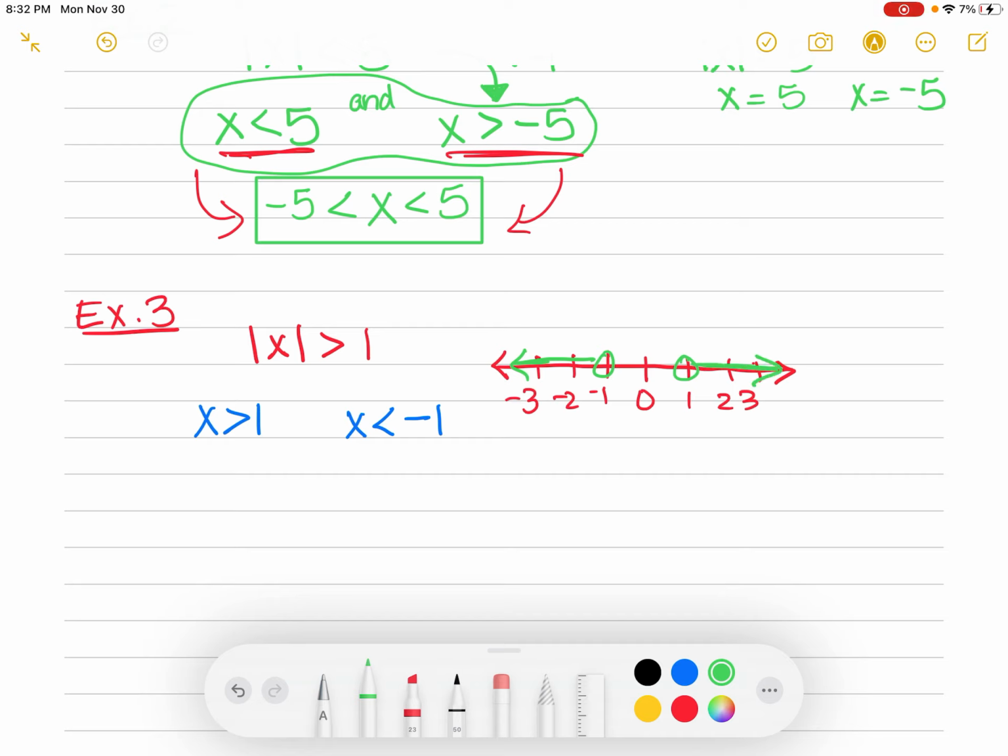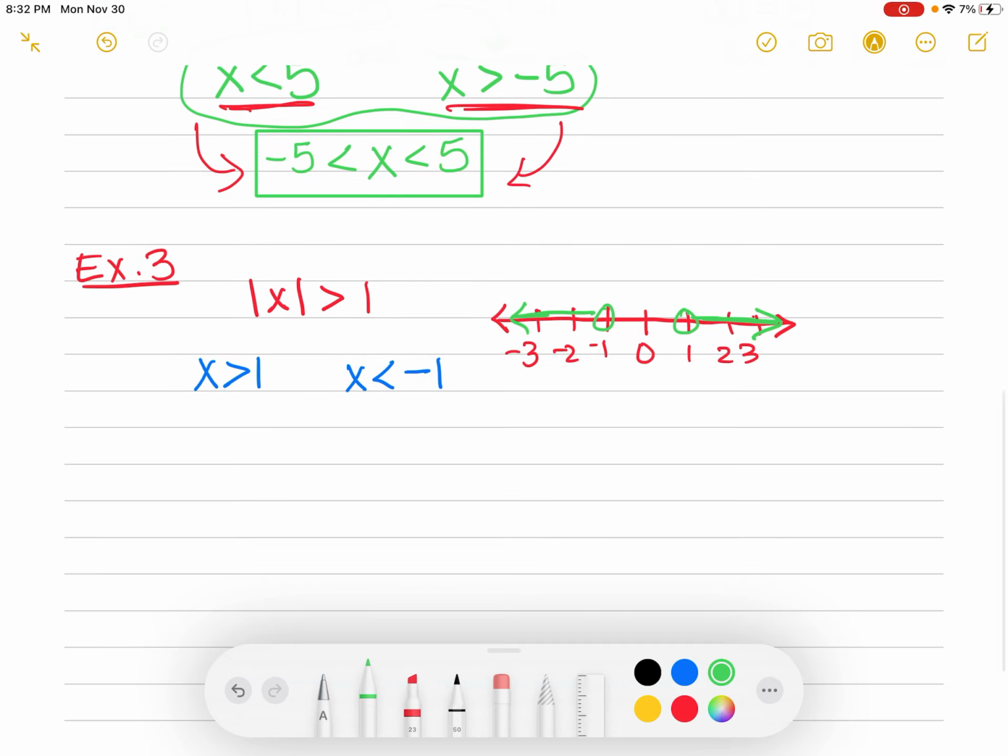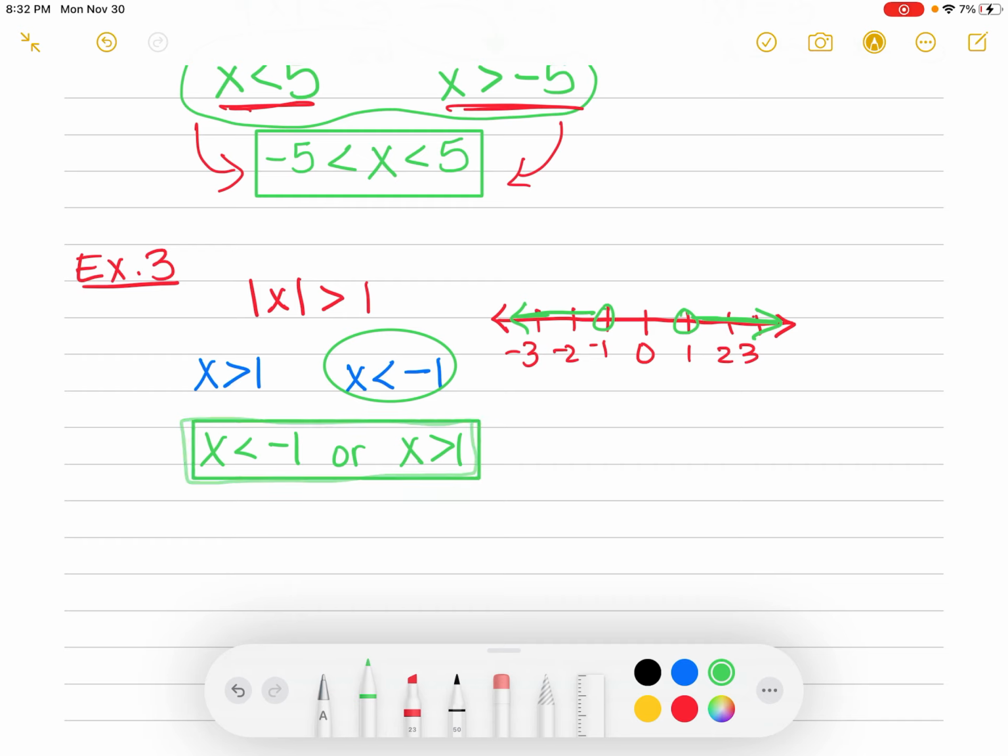Okay, so that means I have a disjunction. So when I have to write this, I'm going to always start with the lowest one. So I'm going to use this one first. So I'm going to have x is less than -1 or x is greater than 1. And that's how you write the solution when it's a disjunction. Okay, don't try to write it like we did up here. Okay, it's a disjunction on a graph. So I'm going to write it just as an or.